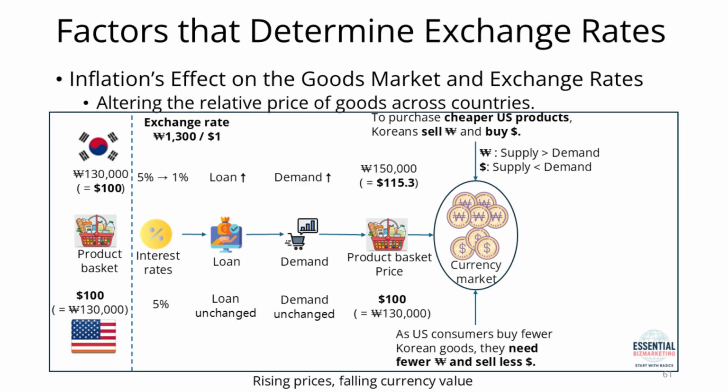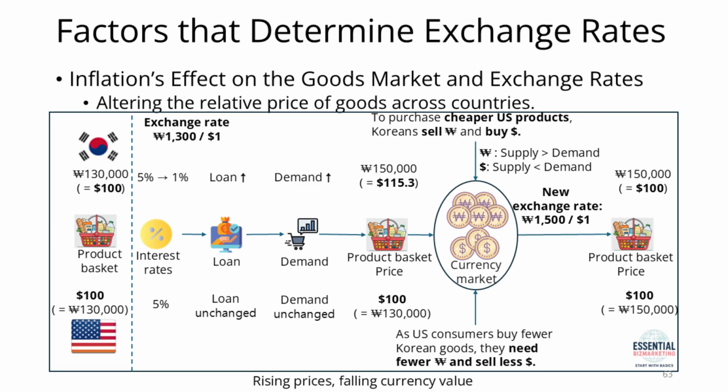Let's shift our focus to US consumers. As the Korean won weakens, Korean goods become more expensive for Americans. This leads US consumers to reduce their purchases, lowering demand for the won. Now we see how the currency market reacts. The supply of won exceeds demand, while demand for dollars rises. This imbalance causes the won to depreciate from 1,300 to 1,500 won per dollar.